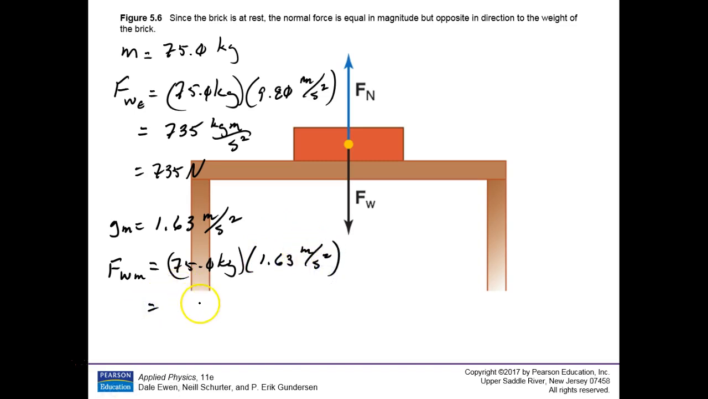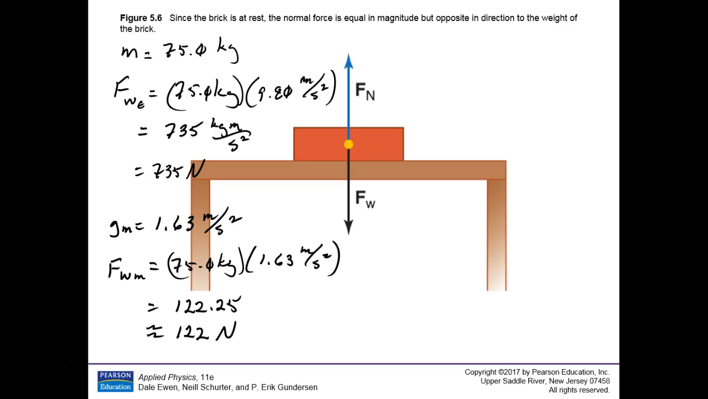What did you say that came out to? 122.25. Now, that's too many digits, so what will we round to? 122 newtons, kilogram meter per second squared. So where his weight on the Earth is 735 newtons, on the moon it's only 122 newtons. So if you want a weight loss plan that's guaranteed to work, go to the moon. You'll lose weight, but you don't lose any mass, so it really doesn't do you any good. When you come back to Earth, it goes back up again. All right, 122 newtons, excellent.